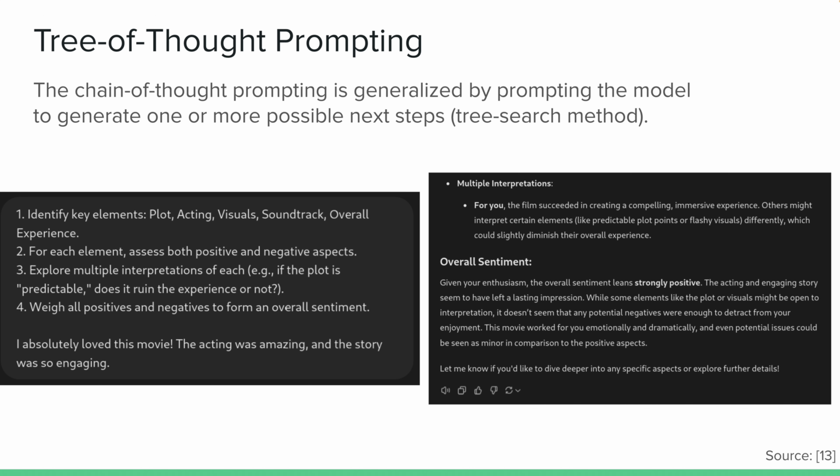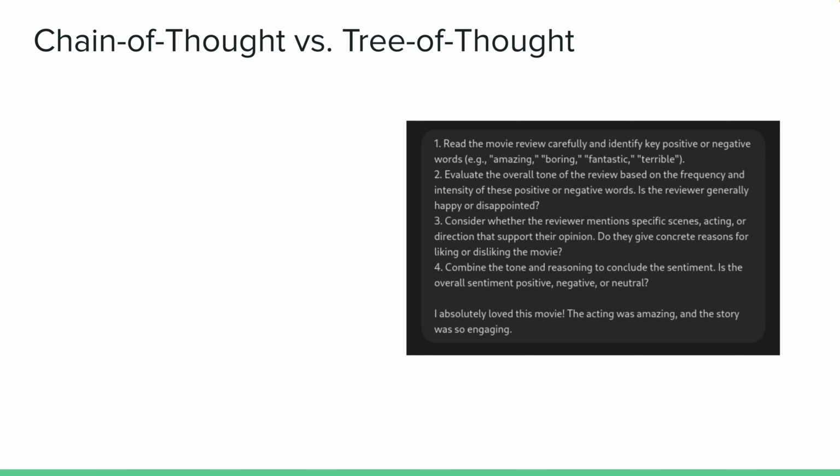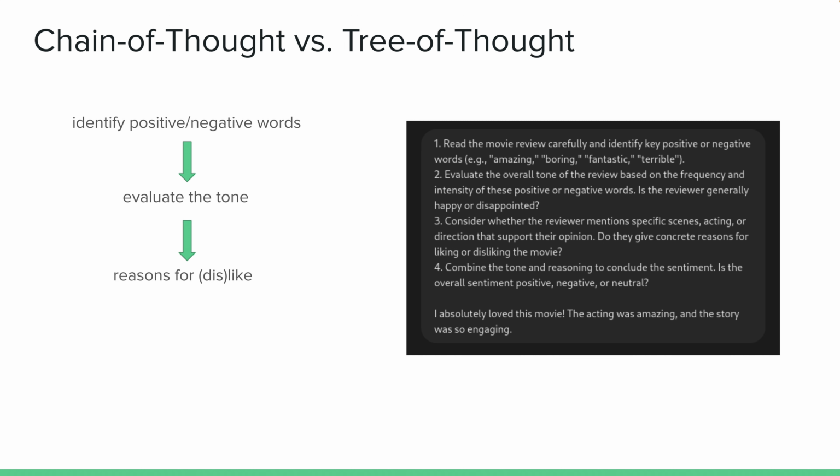So it's quite difficult to see the difference between tree of thought and chain of thought prompting, isn't it? Let's take a deeper look into this. Recall the example on chain of thought prompting. As you can see in the example, it follows a linear reasoning process involving a step-by-step analysis where the model starts by identifying positive or negative words, then evaluates the tone, considers the reason for disliking or liking the content, and finally combines all of these elements to reach a conclusion. You can clearly see the linear reasoning process, which is similar to how a human might read and process a movie review in a sequential way.